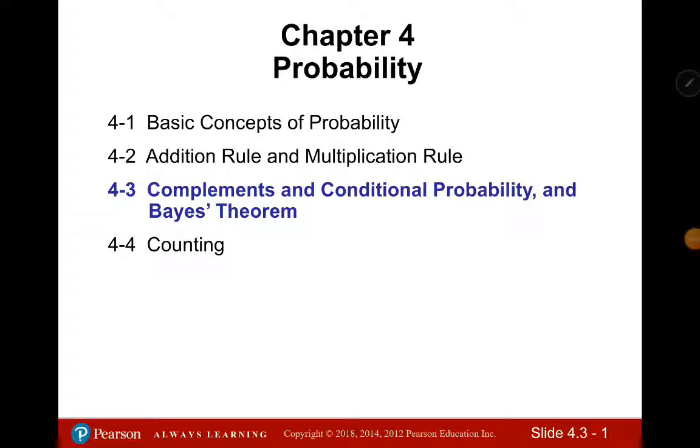In the third section of chapter 4, we will focus on complements and conditional probability. Maybe we do not have enough time to talk about Bayes' formula, but if you are interested in this topic, you can see the example because it's an interesting example.